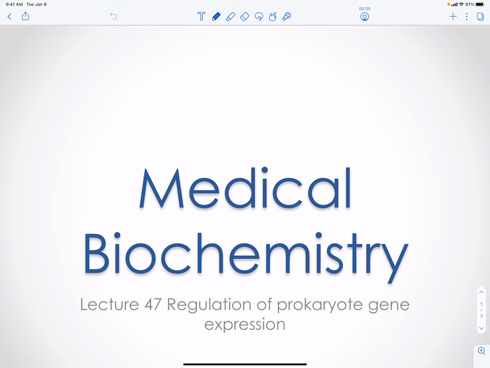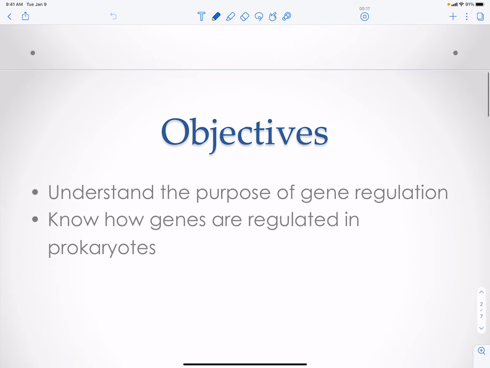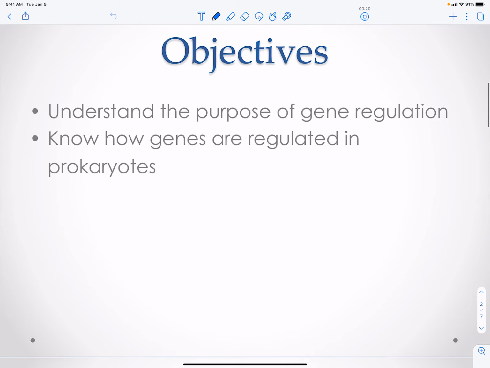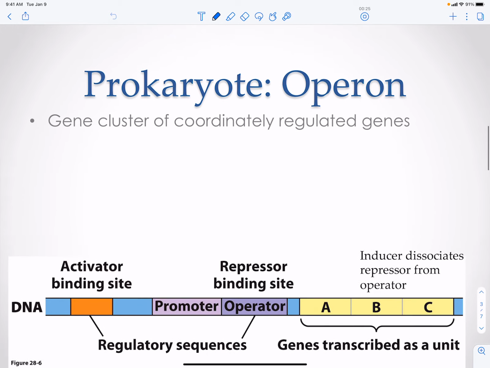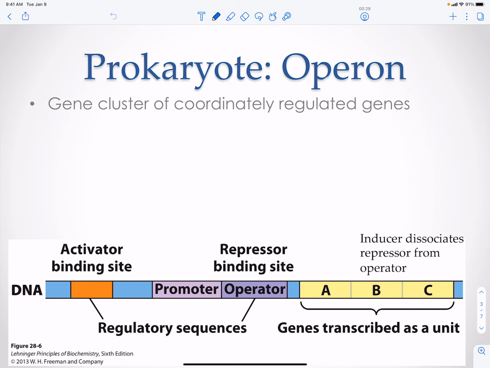All right, so here we're going to talk about regulation, and we're going to start by talking just in general about regulation as well as regulation of prokaryotes. Now, the objectives are basically to know the purpose of regulation and how, in general, prokaryotic gene expression is going to be controlled. So prokaryotes are going to use a mechanism that's called an operon.